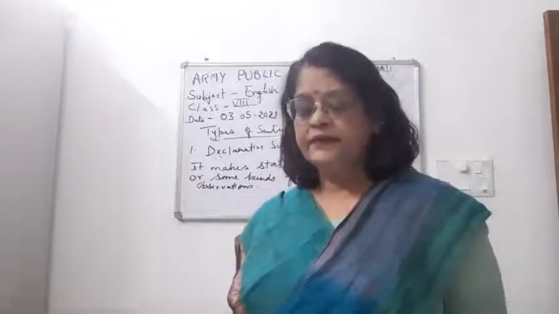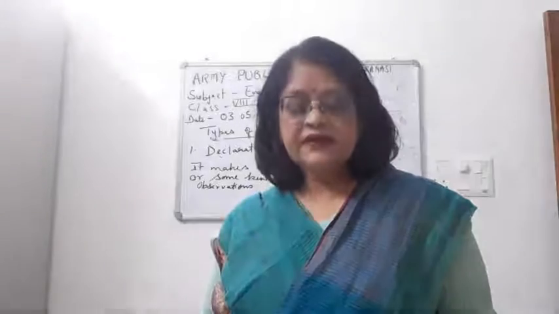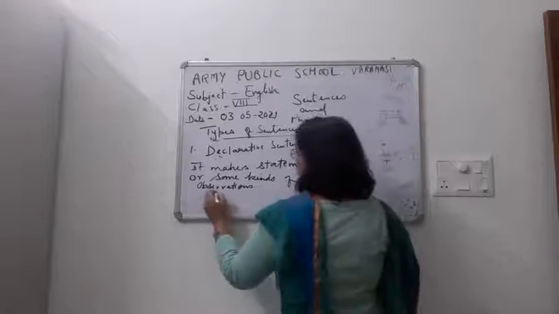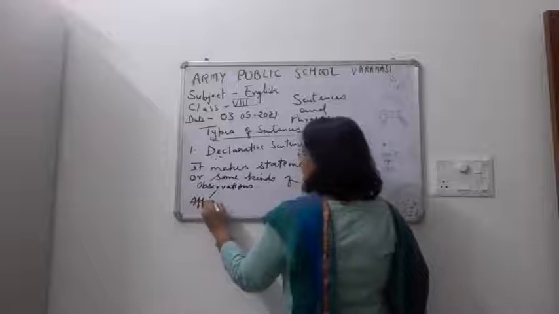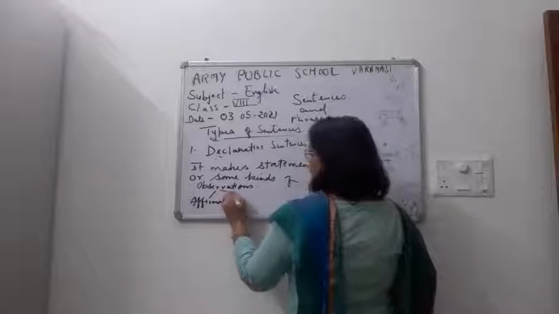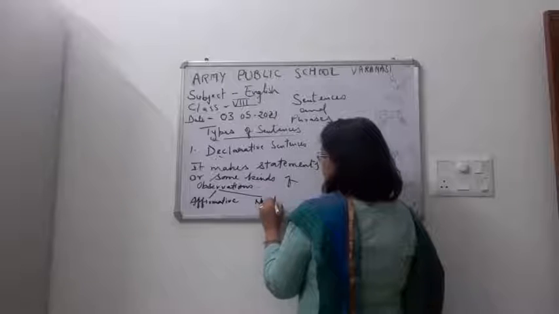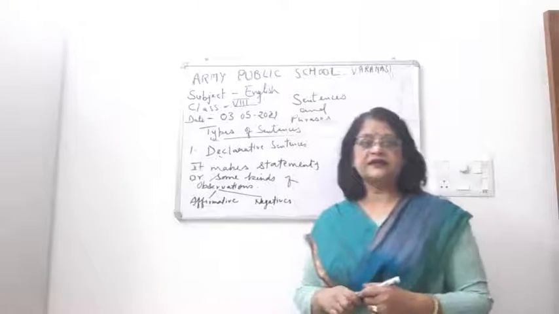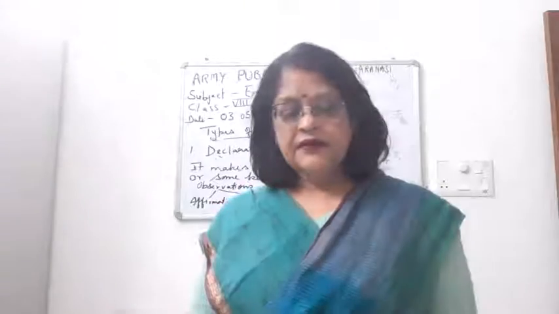Okay, so now there are 2 types of declarative sentences. Those are affirmatives and negatives. Affirmative sentences are there and negative sentences are there. So a declarative sentence makes a statement or some kind of observation. So there are 2 types. First is the affirmative sentence.